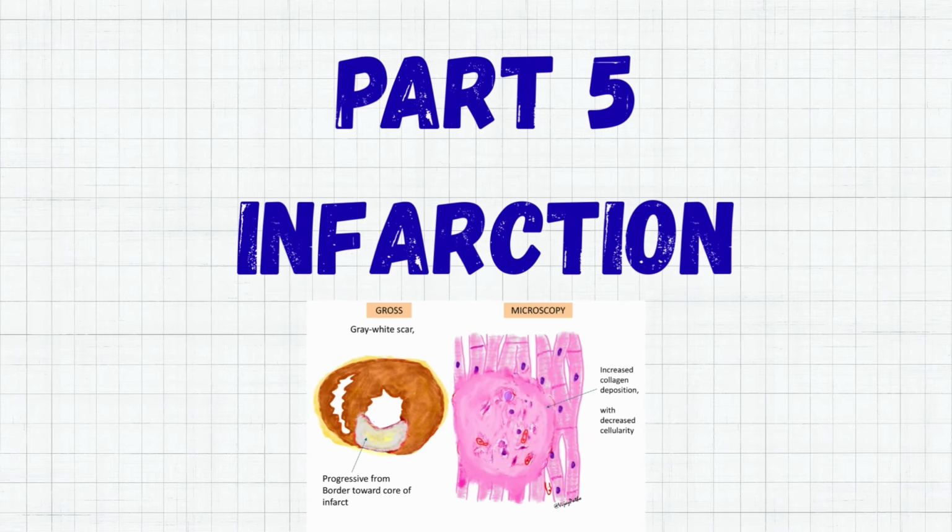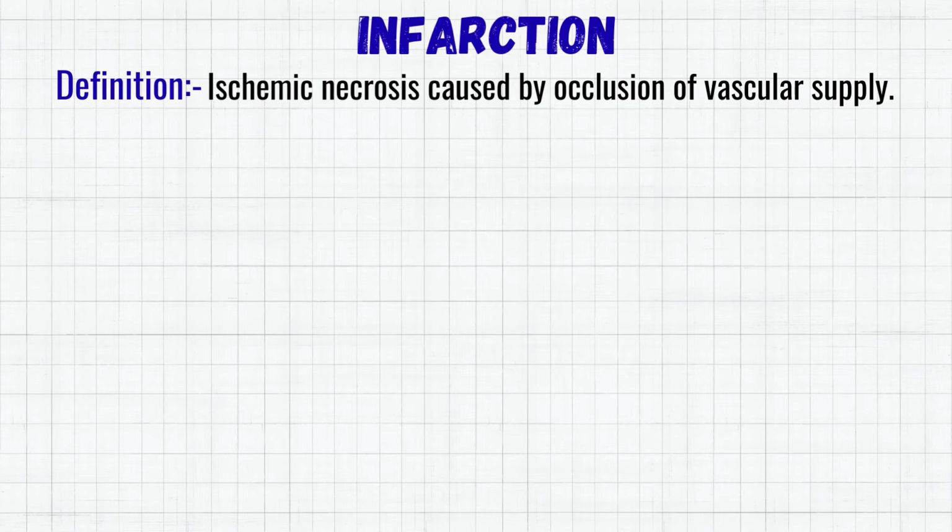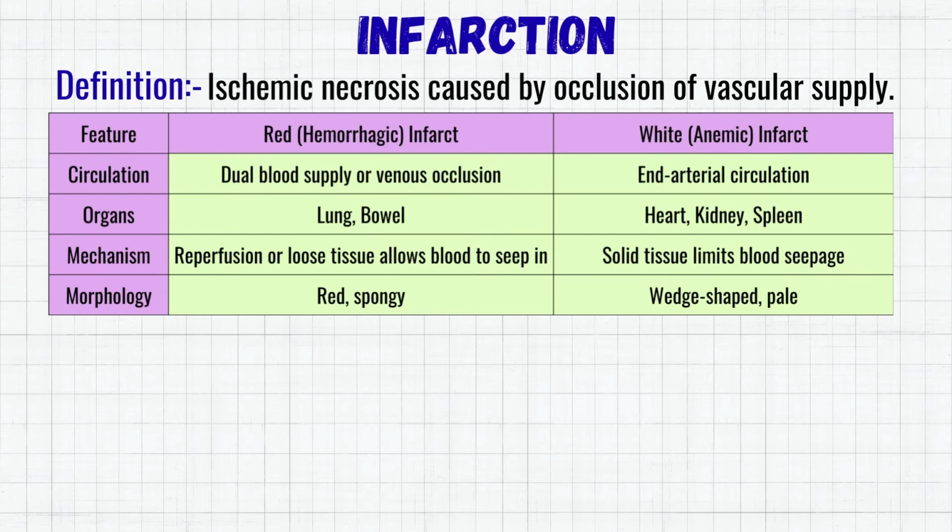Part 5. Infarction. This is mentioned in NMC Competency PA 6.6. The definition is ischemic necrosis caused by occlusion of vascular supply. Let's see the table and understand the differences between red versus white infarcts. Red or hemorrhagic infarct occurs where there is dual blood supply or venous occlusion, whereas white or anemic infarct occurs where there is end arterial circulation.